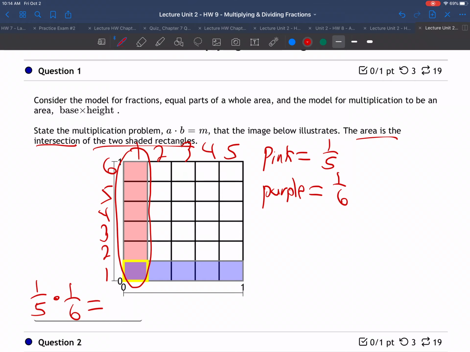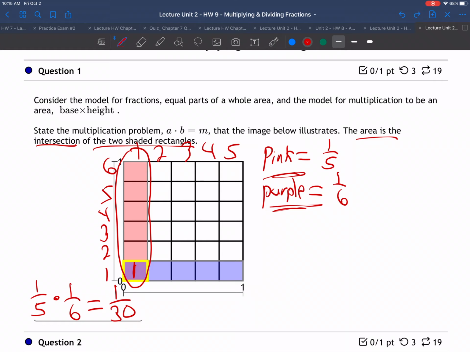And what's the answer fraction? Well, what's the overlap? 1 out of 30, because there's 30 total little boxes, aren't there? Right? So when we multiply two fractions, we can model it, we can show it with these fraction bars by making the pink be 1/5 of the whole diagram. The purple is 1/6 of the whole diagram. And together their overlap is 1/30 of the whole diagram.